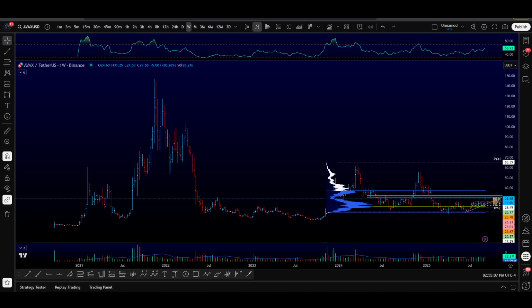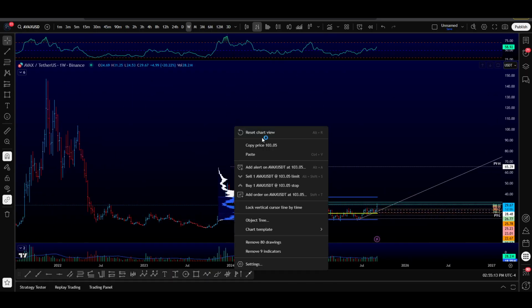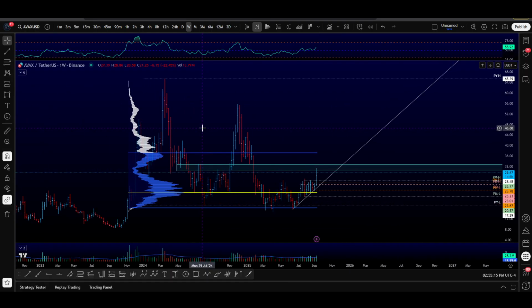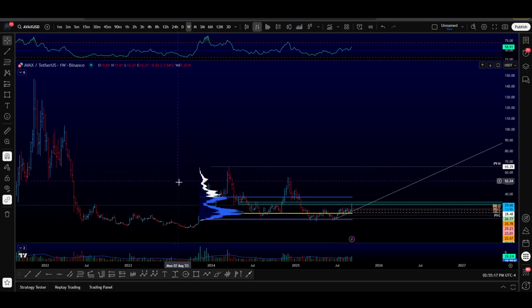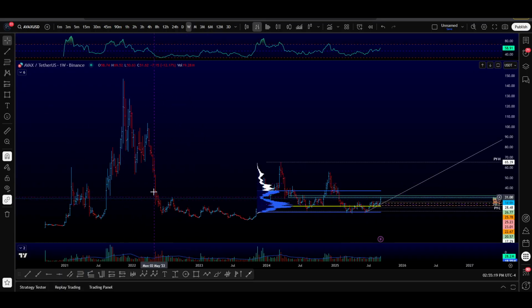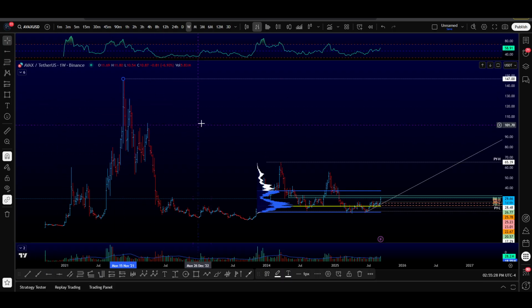Today we'll go over AVAX USDT on the Binance chart. Once again, very straightforward video. We're just going to look at this current price action. We don't really have to look too deep into what happened in 2021, besides marking that the all-time high came in at around $147, right?